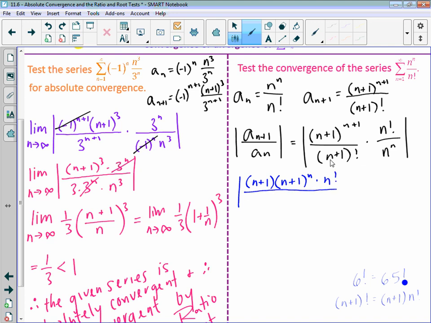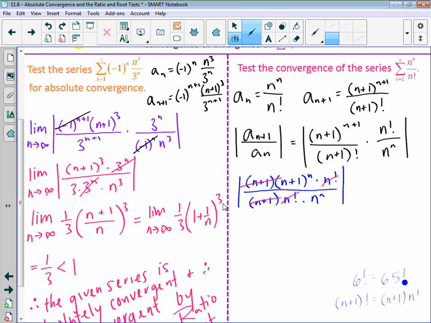And then on the bottom, this turns into n plus 1 times n factorial. Yeah, that's what we just talked about there. And then this is n to the n. And then that's the fun part because now you get to cancel. So if we cancel stuff, n plus 1s go away, then factorials go away. So really I'm just left with this.